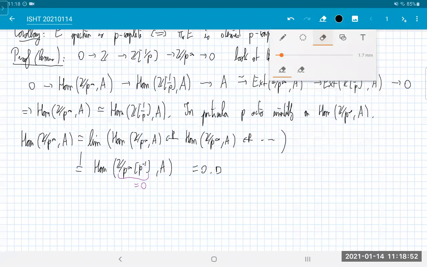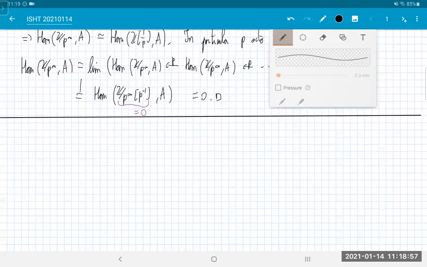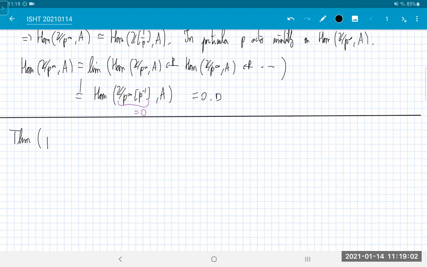Let me draw a line. And let me write the following theorem, which is one of two theorems. I think I'm going to call it the p-adic arithmetic fracture square. It's usually called the arithmetic fracture square, but since the other square I'm going to write down is also called the arithmetic fracture square, I'm going to add a p-adic just to distinguish them.